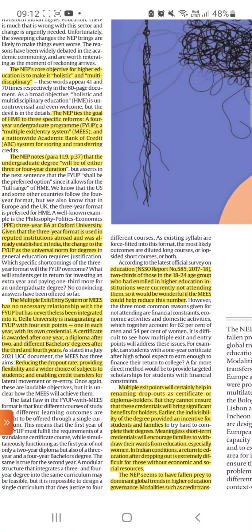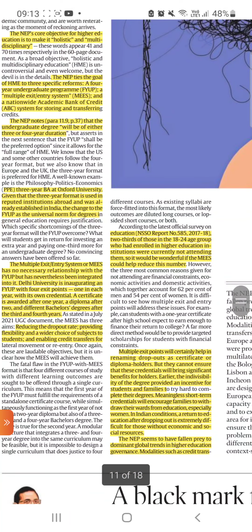National Education Policy. A core objective for higher education is to make it holistic and multidisciplinary. The National Education Policy ties this goal to 3 specific reforms: a 4-year undergraduate program, a multiple entry-exit system, and a nationwide academic bank of credit system for storing and transferring credits. The policy notes that an undergraduate degree will be of either 3 or 4 years' duration. Philosophy, Politics and Economics, a 3-year BA at Oxford University, is a well-known example.